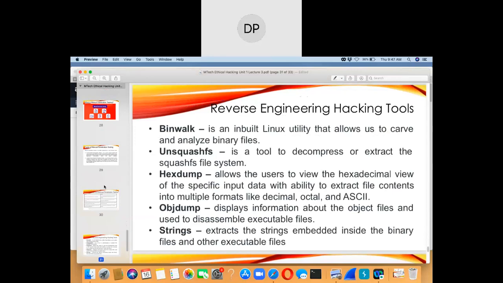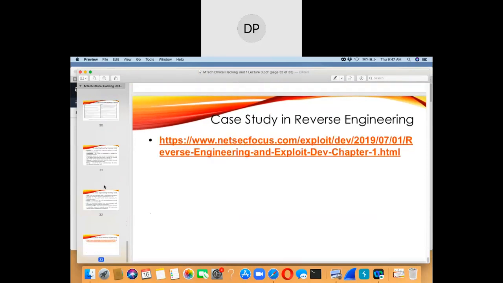With these tools, we can recreate any software. That means we just give them the output or exe file, and they give us the code. There are so many, and all have different characteristics. This is the case study in reverse engineering. You can go through this link and practice it. They have steps to create a reverse engineering product.